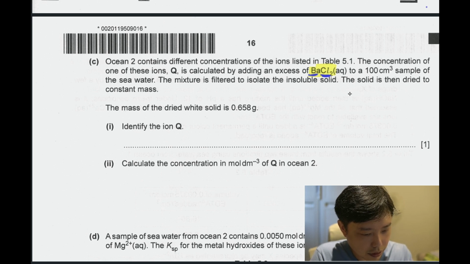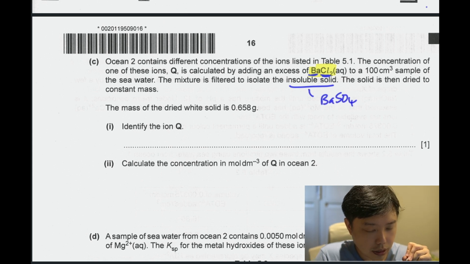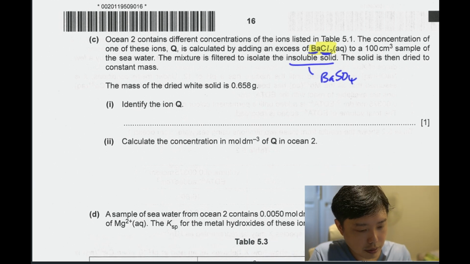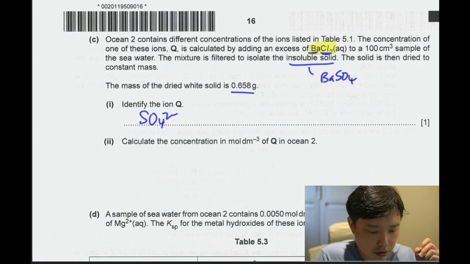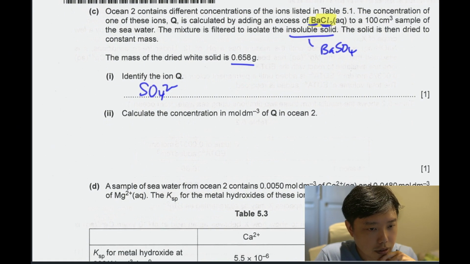Basically, this is barium sulfate. Okay, so it's dried to constant mass. They say the mass is 0.658. So the ion is SO4 2 minus. Okay, you can just write that in. Calculate the concentration of Q, the sulfate.